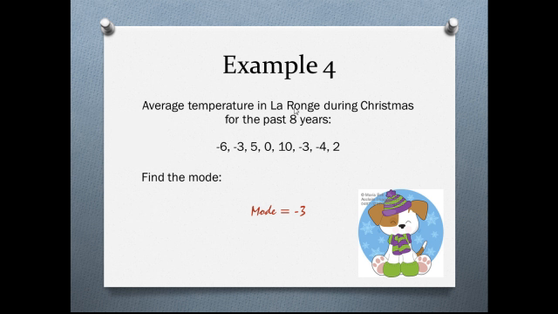For example here, I have the average temperature in La Ronge during Christmas in the past 8 years: -6, -3, 5, 0, 10, -3, -4, -2. And right away I see that I am repeating -3. That has repeated most often. So the mode is just -3.